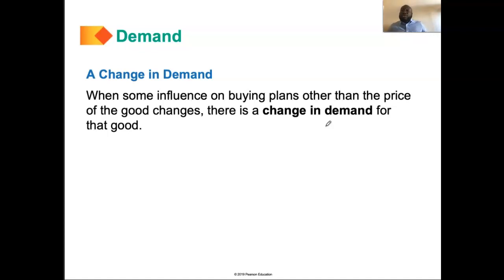So for example, due to the COVID-19 pandemic, the demand for hand sanitizers actually went up. It wasn't because the price of hand sanitizers went down. No, it was because there was a pandemic, so people had to be extra careful and extra safe. So the demand for hand sanitizers actually went up. Some external factor other than the price affecting demand is what we call a change in demand. And notice carefully, we're saying a change in demand and not a change in quantity demanded. A change in quantity demanded has to do with a change in the price of the good itself.